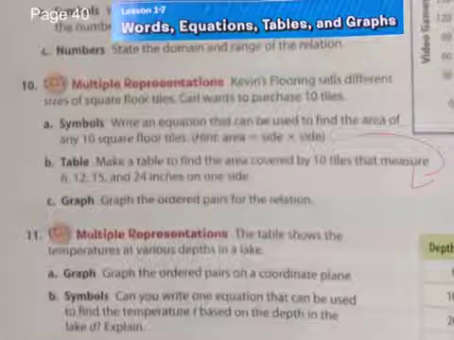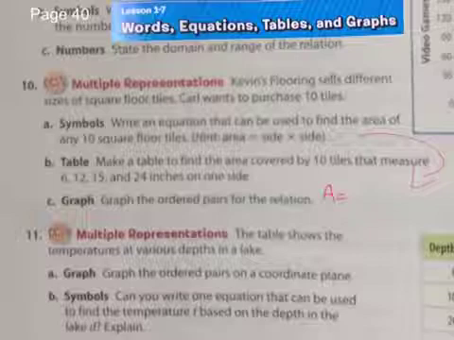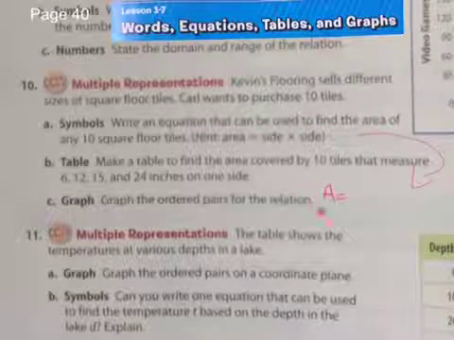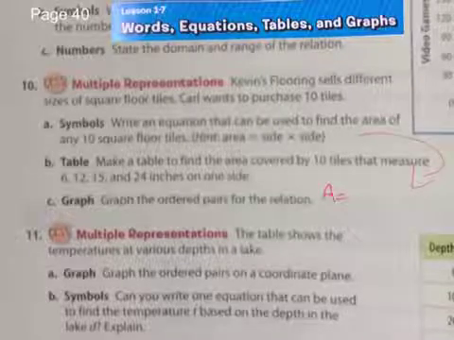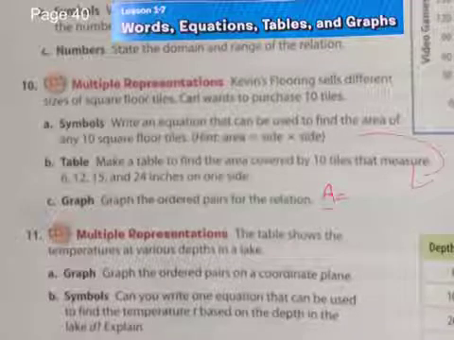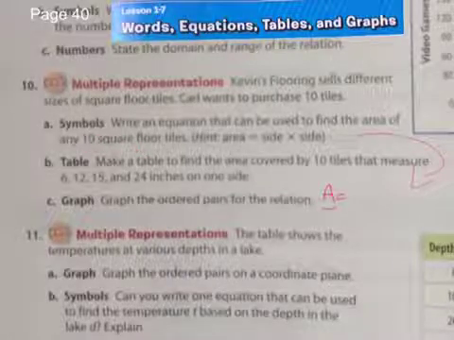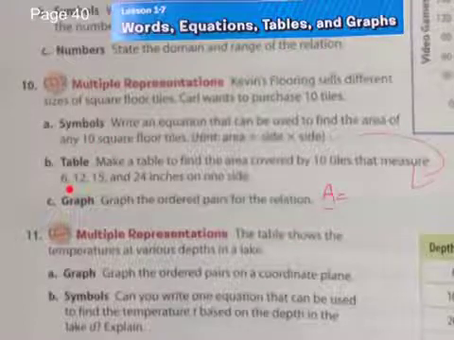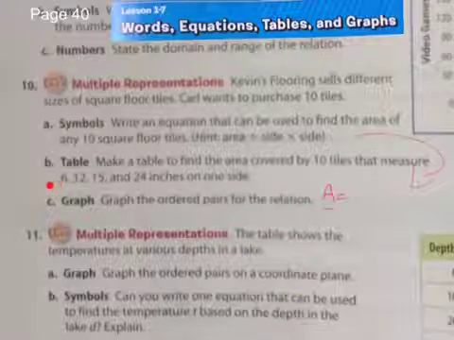So you go ahead and you write A, because we know we're looking for area. We're saying write an equation to find the area. So what does area equal? Well, area is going to equal the number of tiles, and then whatever the size of the tiles is. If it has the length of, let's say, 6 inches, it's going to be 6 by 6.